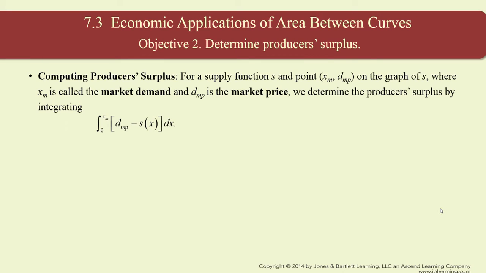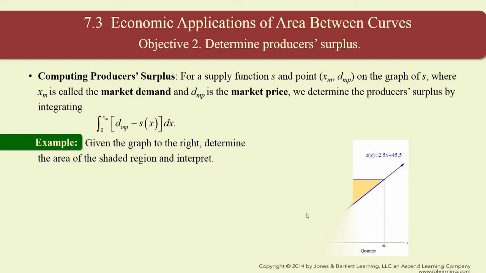So for any supply function S and point (x_n, D_MP), remember x_n is market demand, D_MP is the market price. We get the producer surplus by integrating from 0 to market demand, x_n, of the market price minus the supply function. That's the area between two curves. Market price minus the supply function.